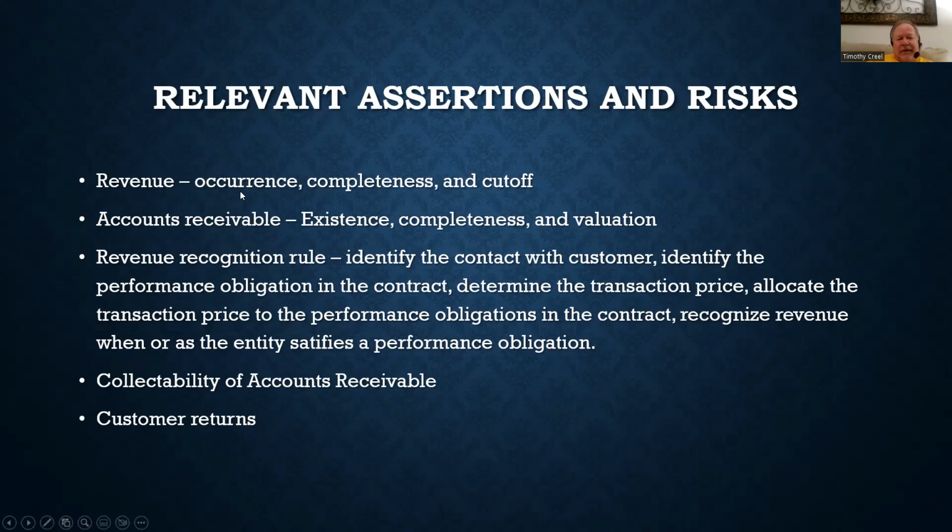For revenue, it's occurrence. Did the sale actually occur? Completeness: were all aspects of the sale recorded? And cutoff: was the sale recorded in the proper period? A big thing to keep up with as far as cutoff with sales is making sure that the sale is recorded the day of shipment, the same time that it goes out in shipment. That's an important thing for the auditor, verifying that the sale was done on the day that it was shipped out, and put into the proper period.